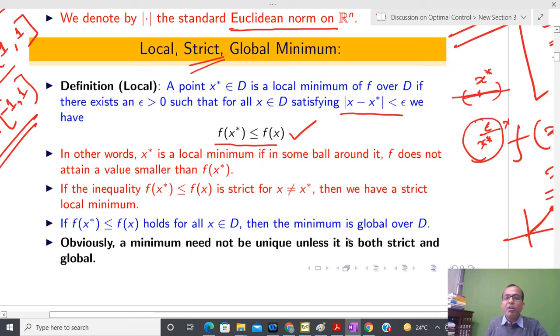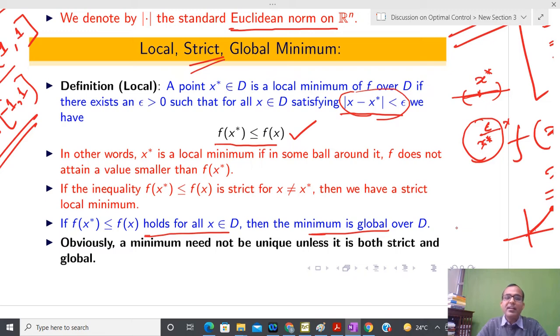And what is the meaning of global minima? If I have some kind of minima, and that minima is valid everywhere in this region D, so that this relation holds not only in this particular ball but everywhere inside D, then that minima we define as a global minima. Does anyone have confusion?